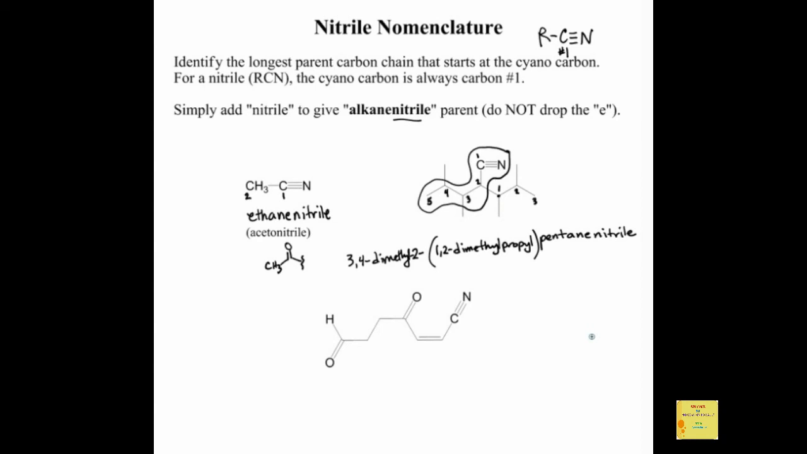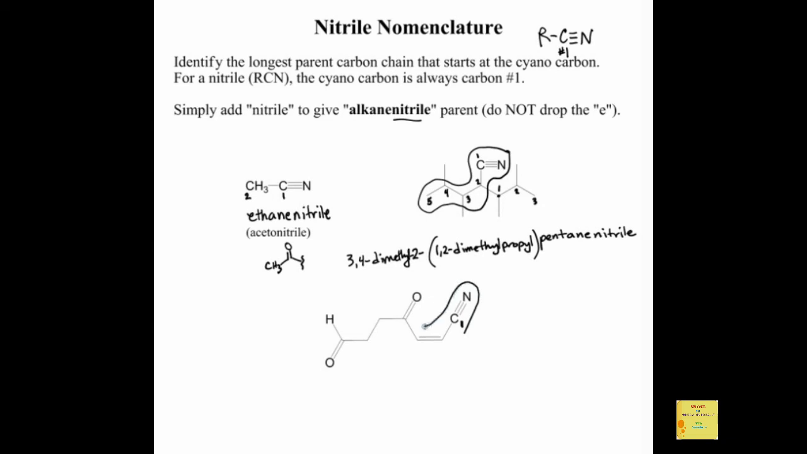This looks like a doozy, doesn't it? Okay, we have an aldehyde, we have a ketone, we have an alkene, we have a nitrile. Which of these groups wins? Remember, it's based on the oxidation number, so any carbon with 3 bonds to oxygen or 2 heteroatoms is going to win. And so this is our highest priority functional group, so it will be named as a nitrile. All the other groups are just substituents attached to the parent because we can only have one suffix.